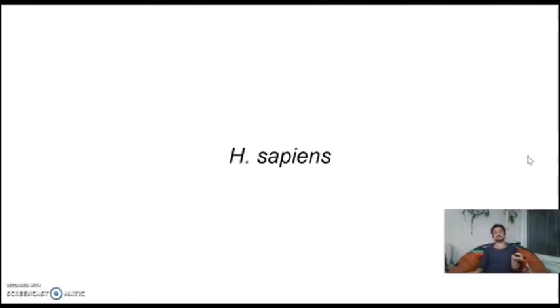Well, how about this? The H is shorthand for the genus. So we already mentioned Homo, so now we don't have to mention the genus anymore. We can just write capital H, italics, period, sapiens. Now sapiens is not capitalized, so we know that's a species. So now we know we're talking about the species sapiens within the genus H, which in this case is Homo.